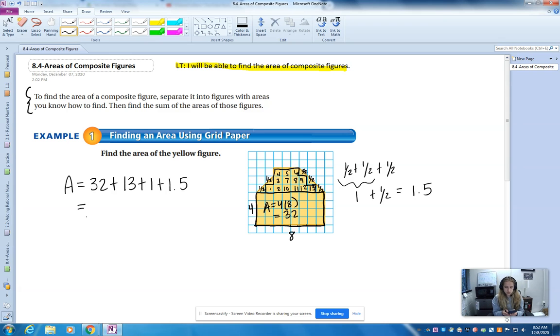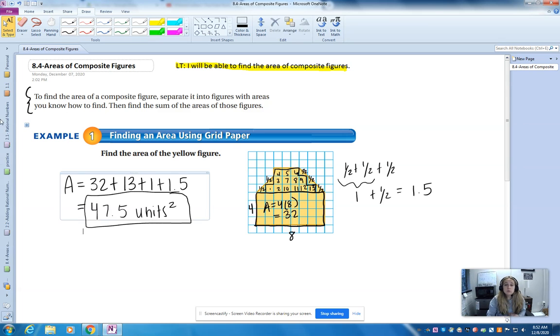So now I'm going to go 32 plus 13 plus 1 plus 1.5, and that's going to give me 47.5. Since it's just a grid, I'm going to put units squared like that. Remember, with area, you always square your units. So that's how you find it on grid paper.